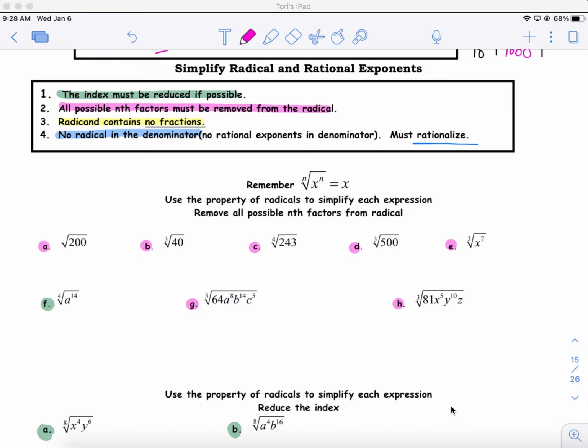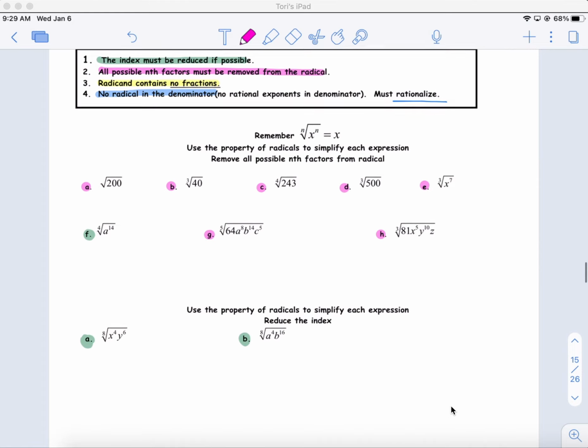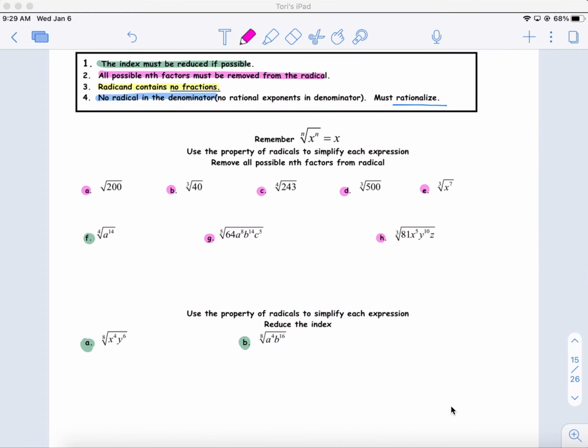So on problems A through H, other than number F, we are focusing on trying to get n factors to be removed from the radical. So what I mean by that is this guy: trying to find anything that would be a cube root or a square root or a 4th root that we can take out of that problem.